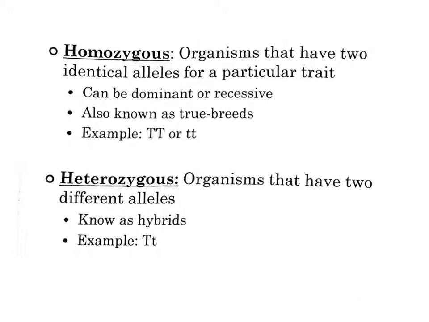Heterozygous: organisms that have two different alleles, also known as hybrids. Example, big T, little t.